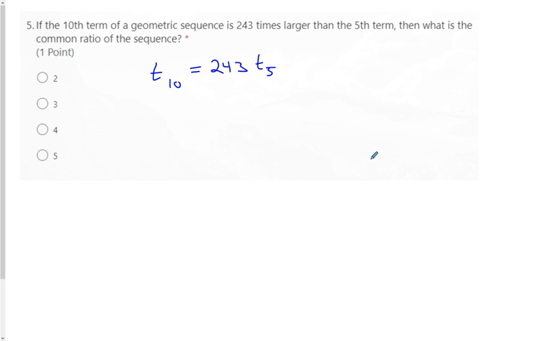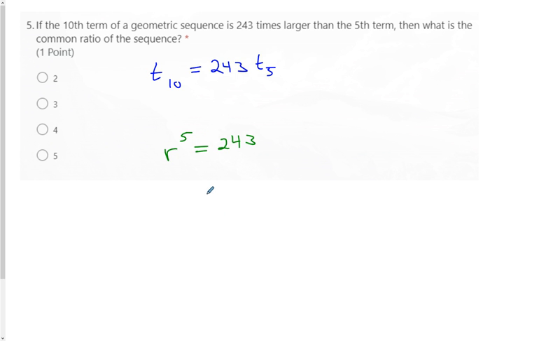And so here's what we're going to say. To jump from term 5 to term 10 in a geometric sequence, how many jumps is that? We're starting at 5, and we're going to go 6, 7, 8, 9, 10. That's 5 jumps, right? So we're going to multiply by our r value, whatever it is, 5 times, or we can write that as r to the 5. And when we multiply by our r value 5 times, we end up with a number that's 243 times bigger. So whatever r is, when we multiply it by itself 5 times, we end up with 243.